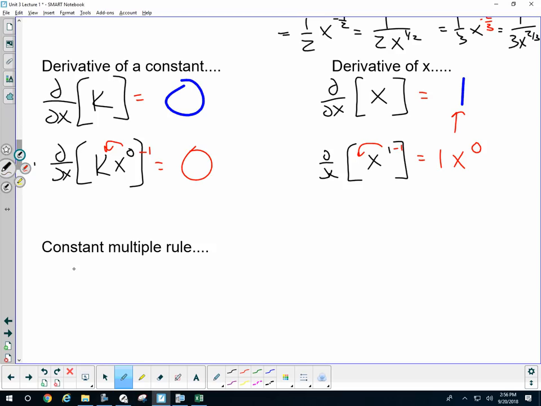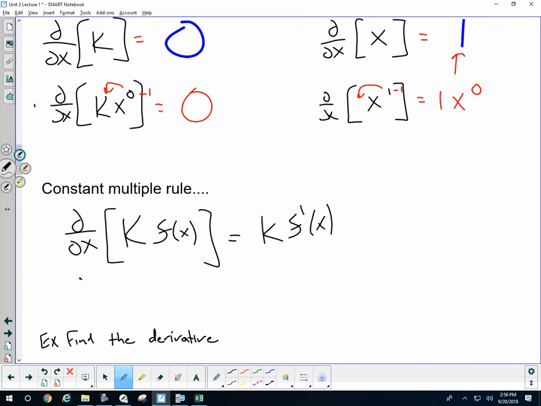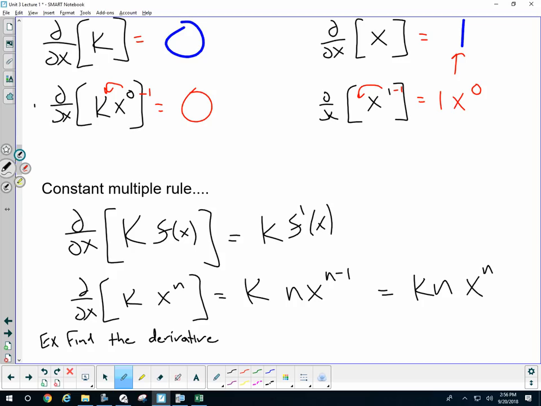Constant multiple rule is a great rule. It needs to be stated, but we'll find that it just naturally comes easily to us. Where if I'm taking the derivative of a constant times a function, I can just leave the constant and take the derivative of the function. How that will work with the power rule is if I have a constant times x to the n, I can just leave the constant. The derivative of x to the n is n times x to the n minus 1. And what we will find is that, oh, I can just multiply that k in the n times x to the n minus 1.